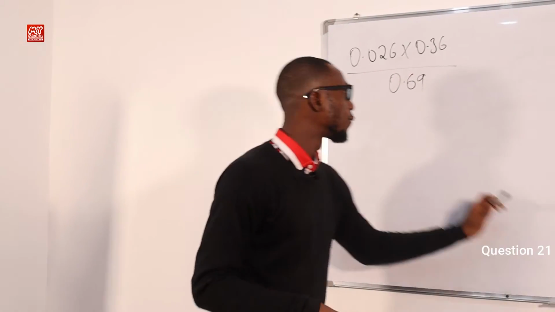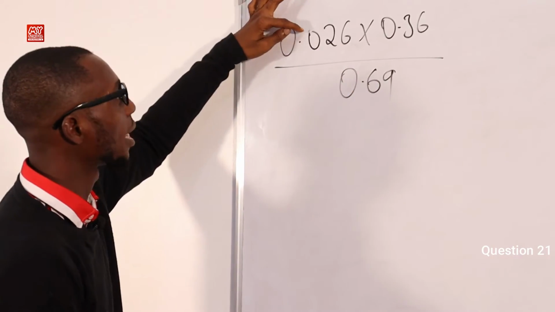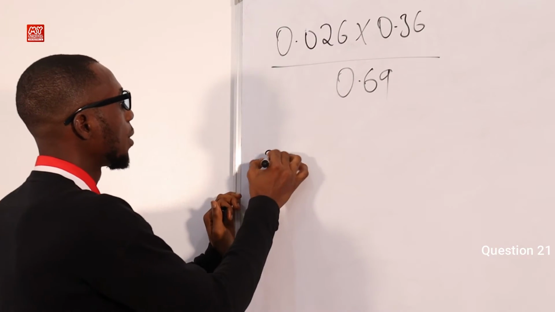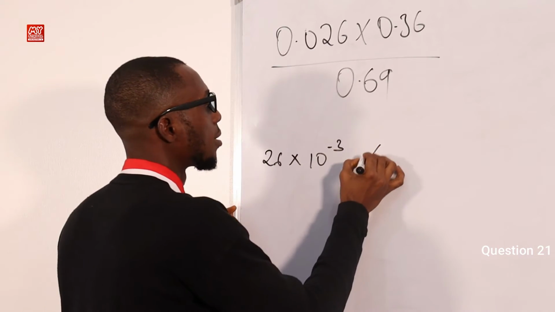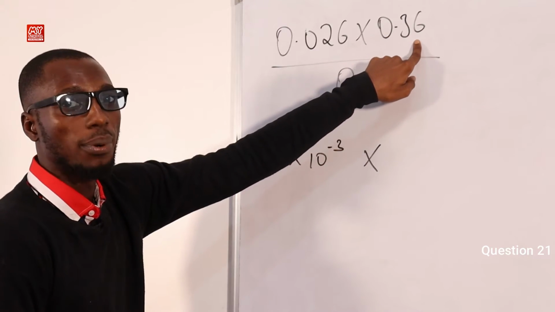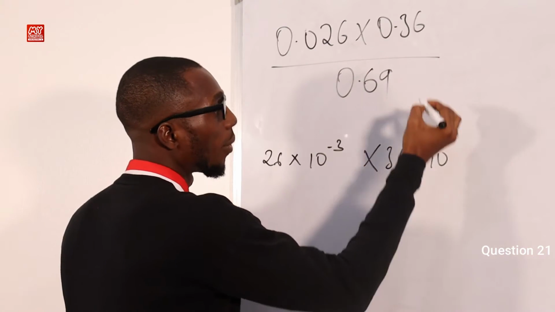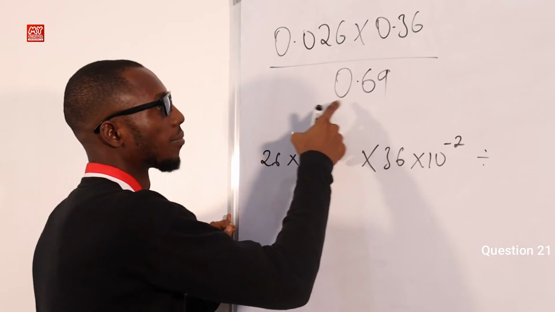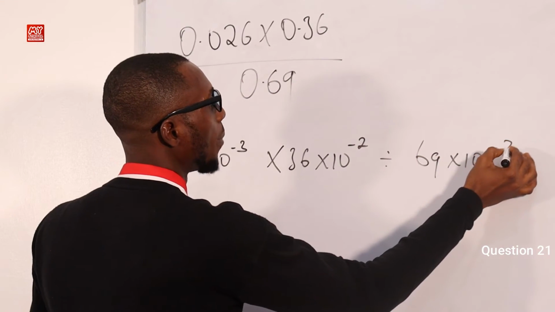So for the numerator, 0.026, if you just count how many digits after the decimal point, 1, 2, 3, that will be 26 times 10 raised to the power minus 3, times 0.36. How many digits after the decimal point? That is 2. So that will be times 36 times 10 raised to the power minus 2. Divided by 0.69, which is 69 times 10 raised to the power minus 2.